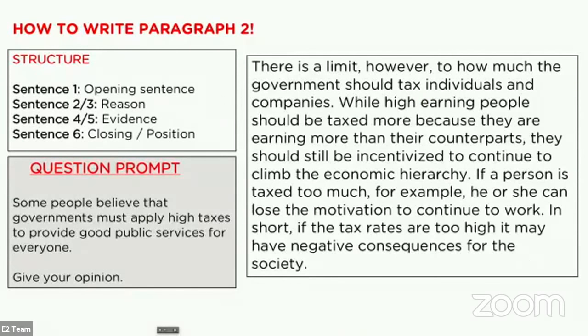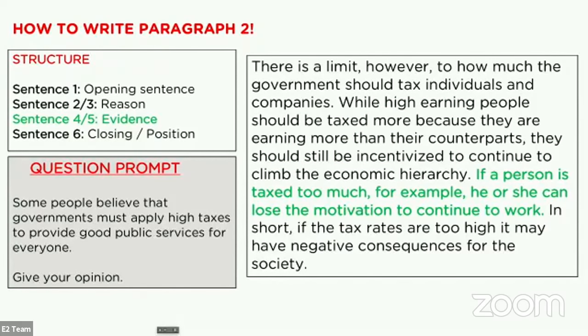Okay, let me take you through mine. So my opening sentence: There is a limit, however, to how much the government should tax individuals and companies. What's my reason? Well, high-earning people should be taxed more because they are earning more than their counterparts. They should still be incentivized to continue to climb the economic hierarchy.